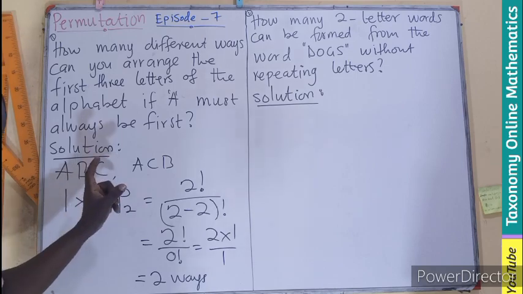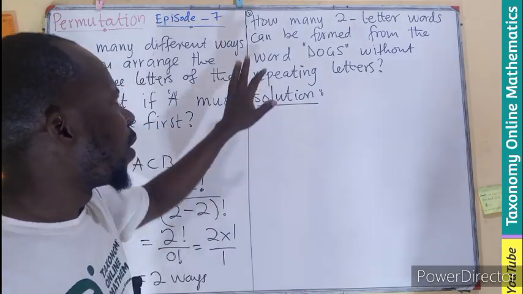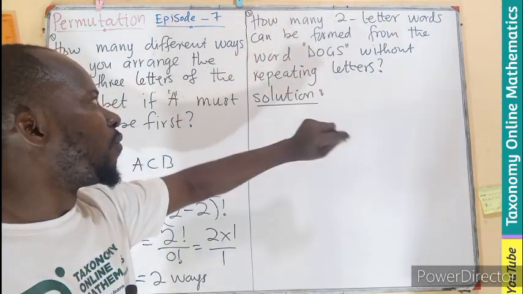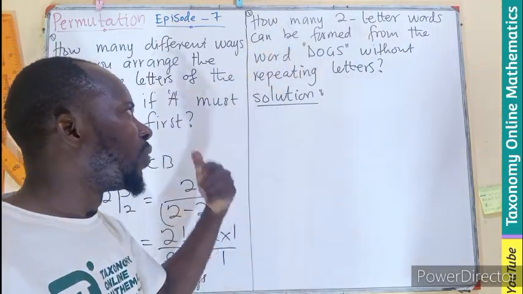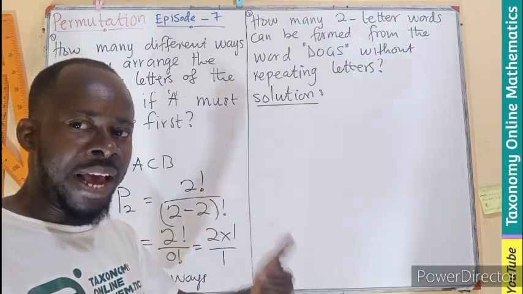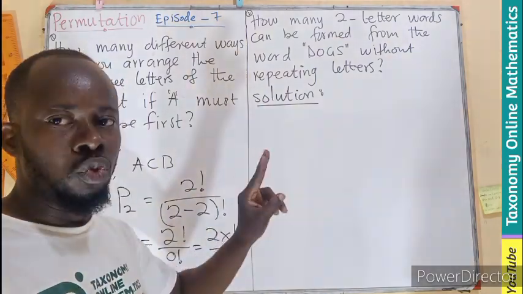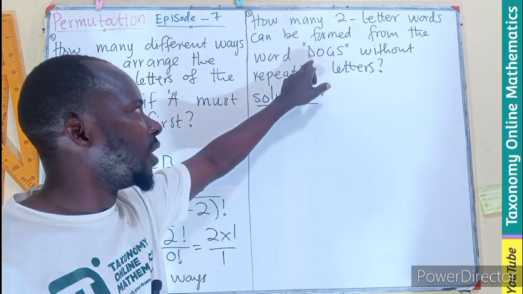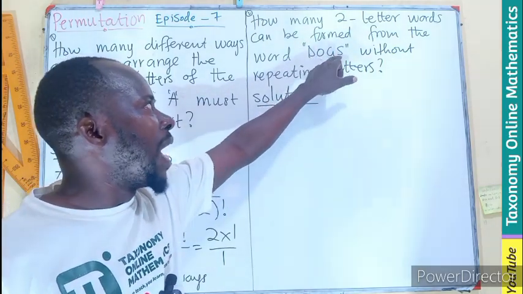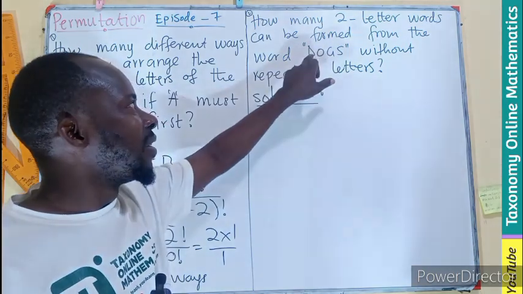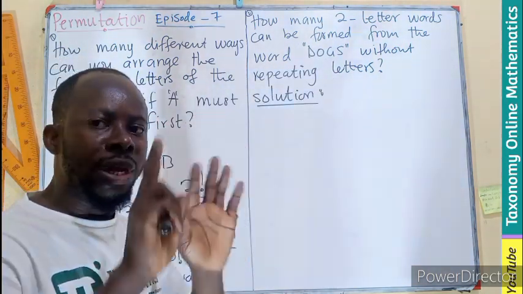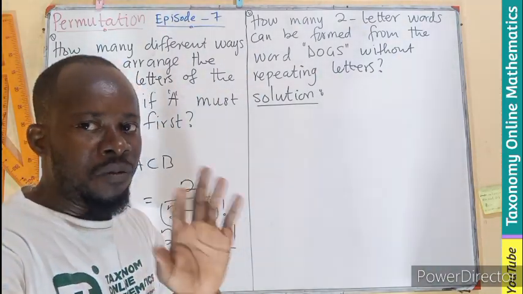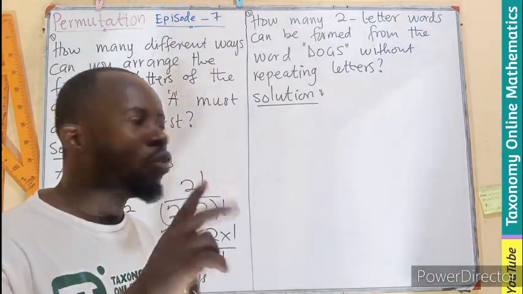Alright, since there is a restriction on the letter A, how about we have: how many 2-letter words can be formed from the word DOGS without repetition of letters? So I'm going to pick only 2. So I can have what? No restriction. So it could be DO, OD, OG, GO, SG, SO, SD. These are the 2-letter words. We are picking only 2 at a time, meaning I am arranging 4 letters, whereby I am picking 2 at a time.